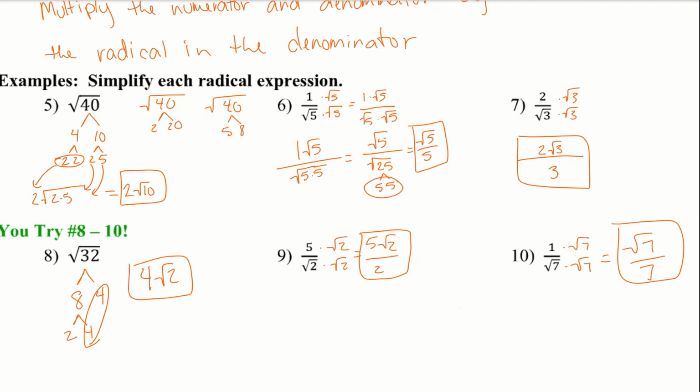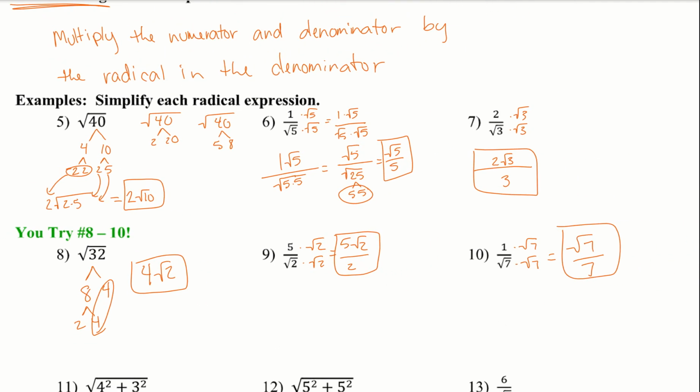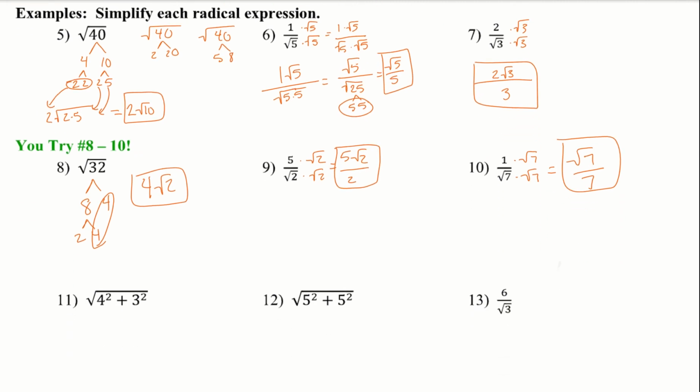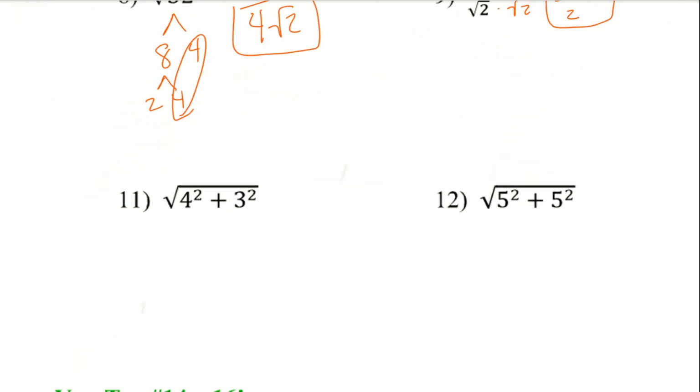All right, so here are my answers and my solution, and you can see once again with the square roots, I was able to just simplify them straight out. I didn't have to really do too much extra work. Okay, let's go ahead and try 11, 12, and 13 together.